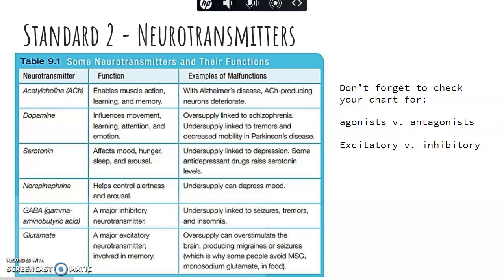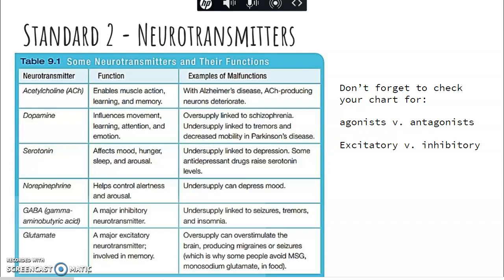Dopamine. Dopamine helps us with attention, emotion, learning. The big things for dopamine is if you have too much dopamine, that is linked to schizophrenia, and too little is linked to Parkinson's disease. Students always used to use this, like if you have too much dope, you're schizophrenic. And if you don't have enough dope, you got to go to the park, okay? So Parkinson's is too little dopamine. If that helps you remember, great. Whatever it takes, okay?